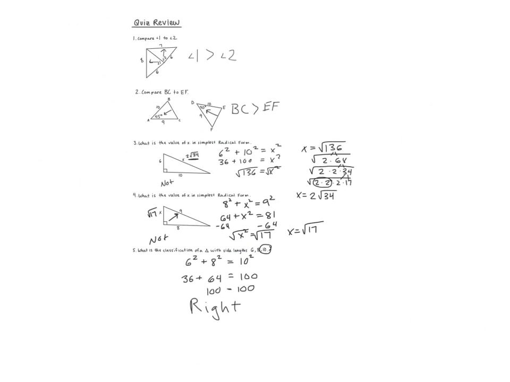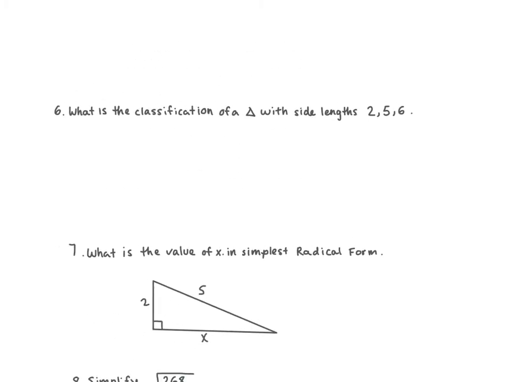Any questions on this page? All right, number 6. What is the classification of a triangle with side lengths 2, 5, and 6? What do we do first?